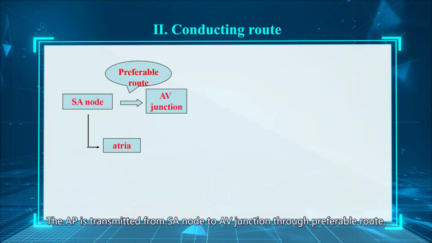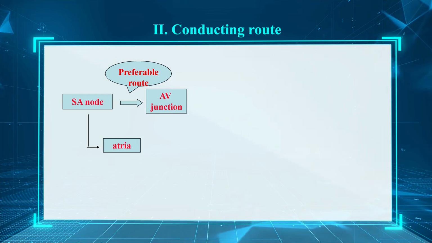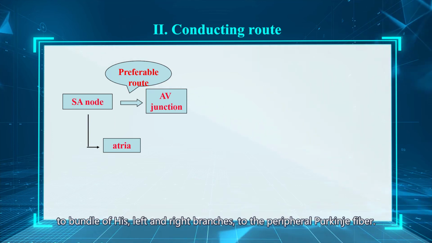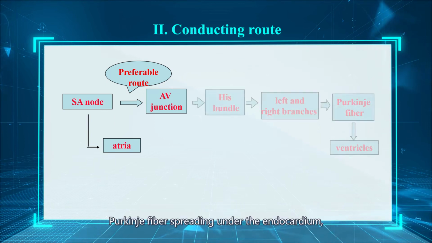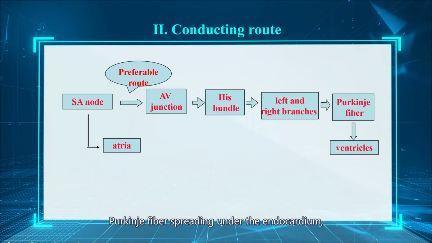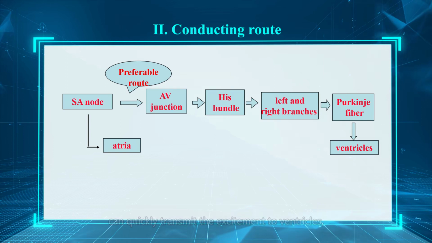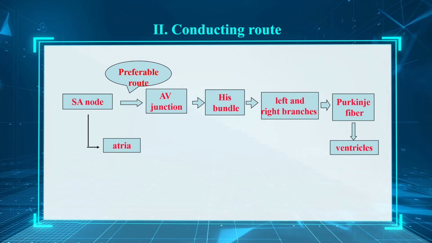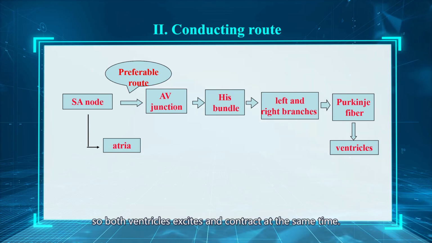The action potential is transmitted from SA node to AV junction through preferable route. Two bundle heads, left and right branches, and to the Purkinje fiber. Purkinje fiber threading under the endocardium can quickly transmit the excitement to ventricles, so both ventricles excite and contract at the same time.